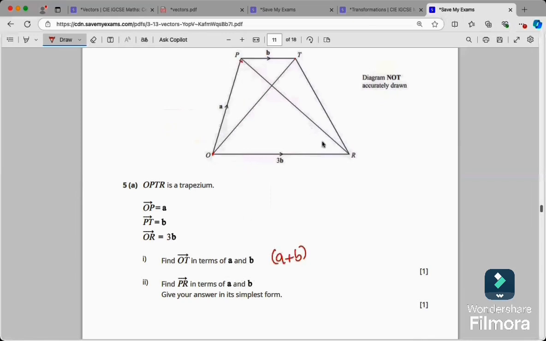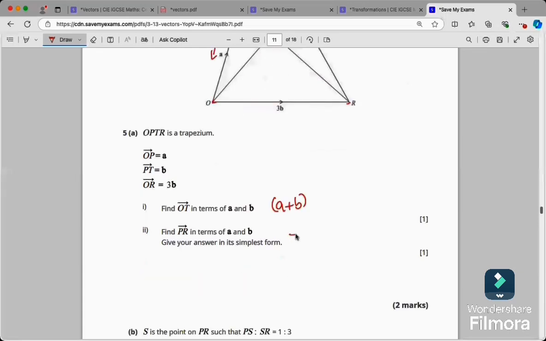Then find the PR. So the P to R, which is P to O and O to R. So P to O is coming downward, so minus A, which is going to be minus A plus 3B.